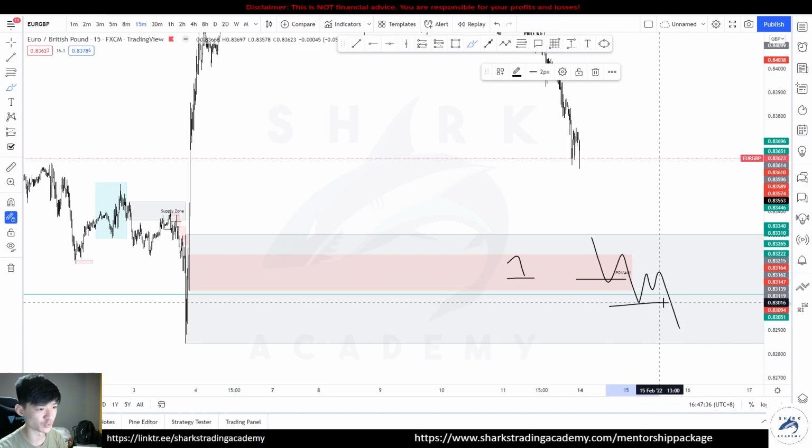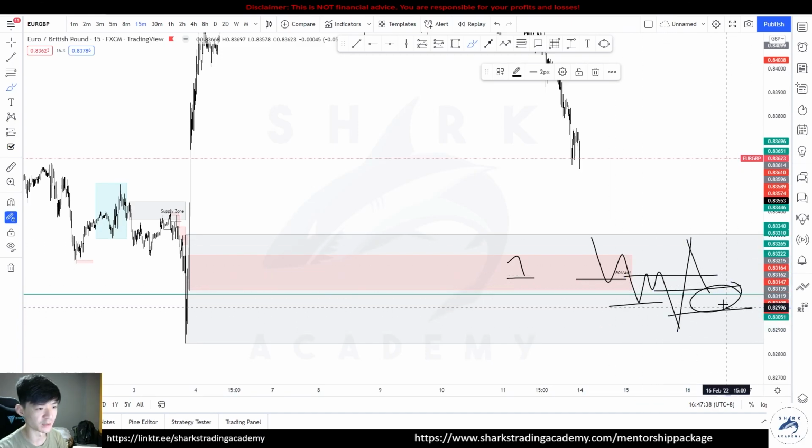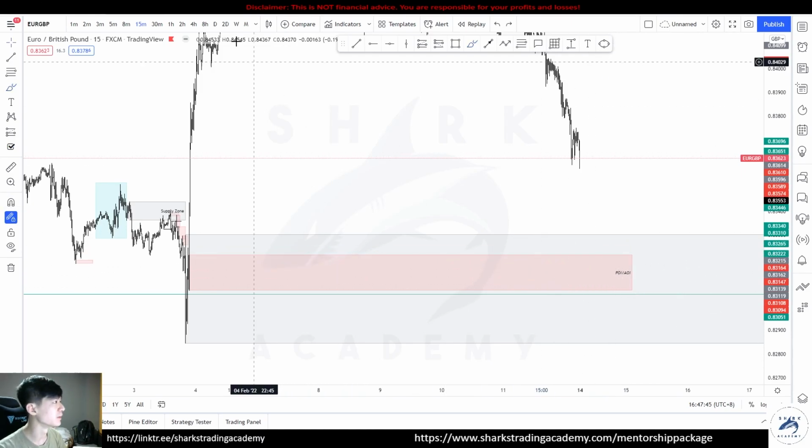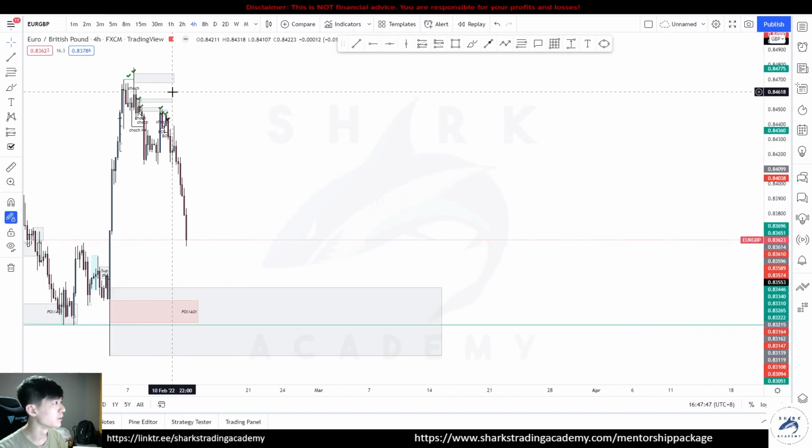Prices can easily sweep because structure, demand to go higher. And you are waiting for your POI. Didn't give you an entry at all. So this is what it is on the Euro Pound.